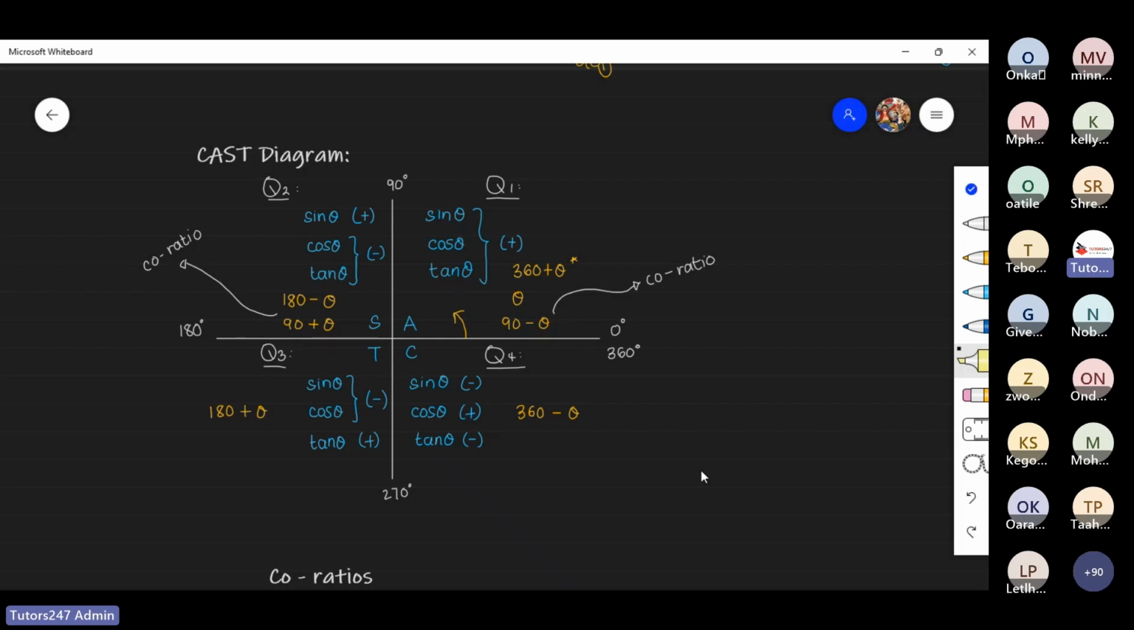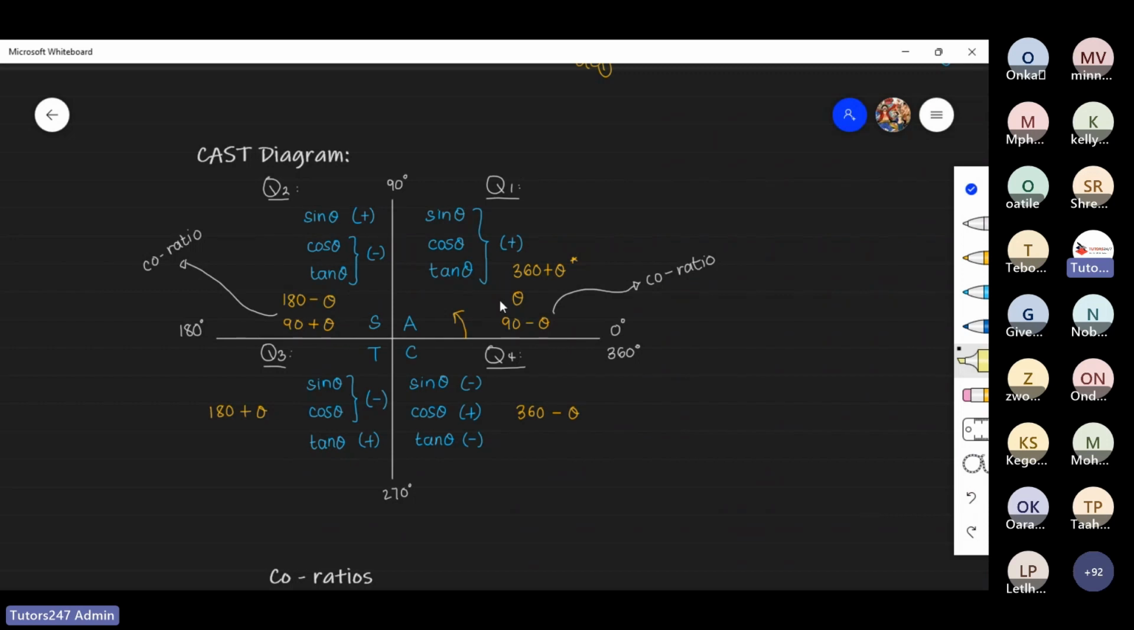So our reducing formula or our reduction formula is 90 minus theta, theta, and 360 plus theta. These three are extremely important. The first one, 360 plus theta, is something that is not frequently examined, but it is important to take note of in case it is examined.